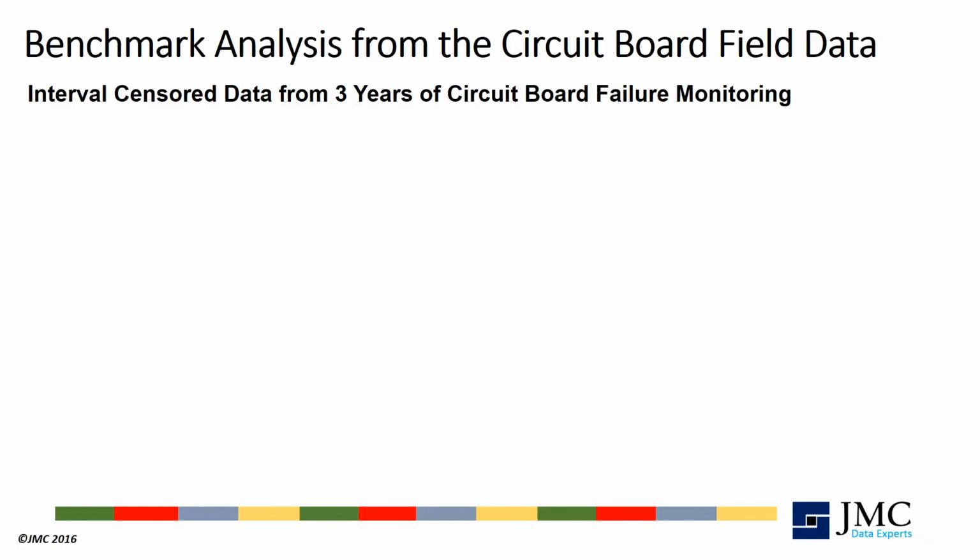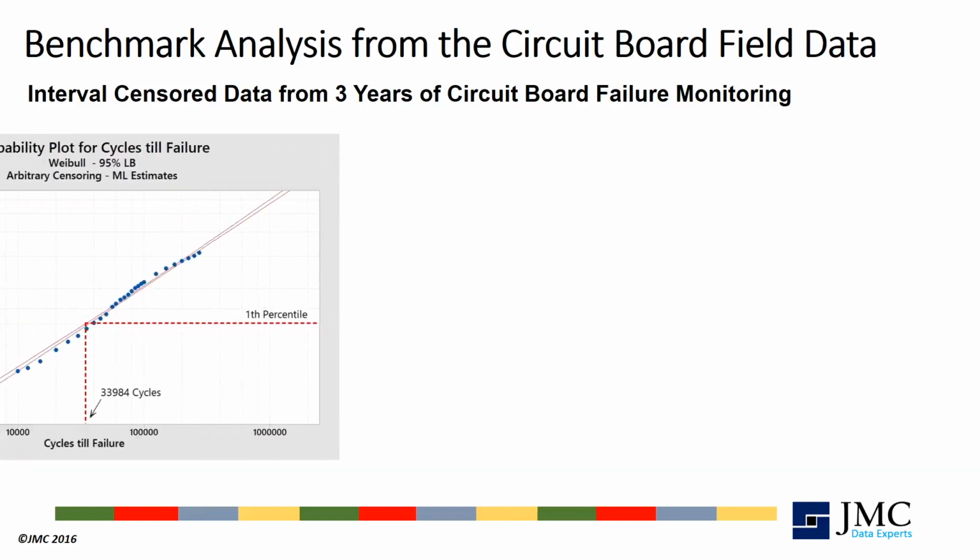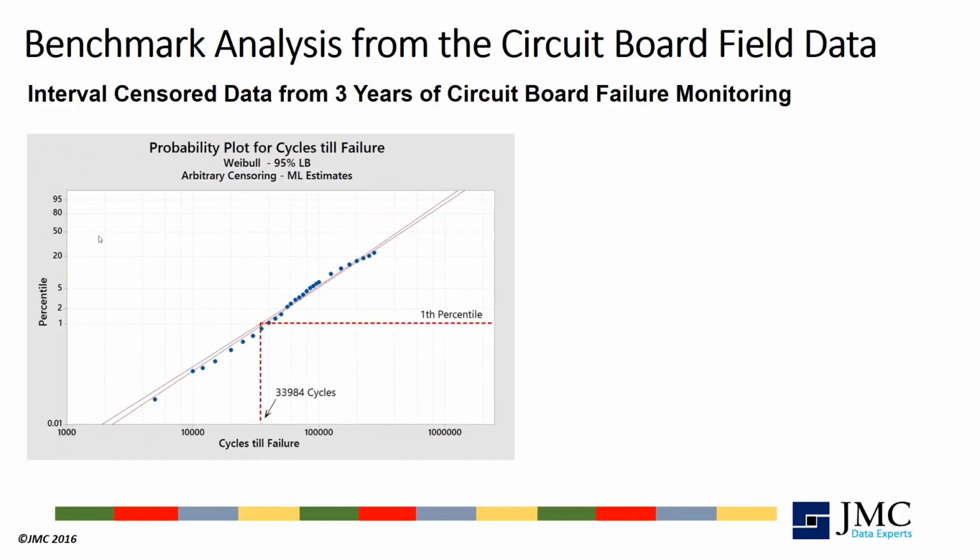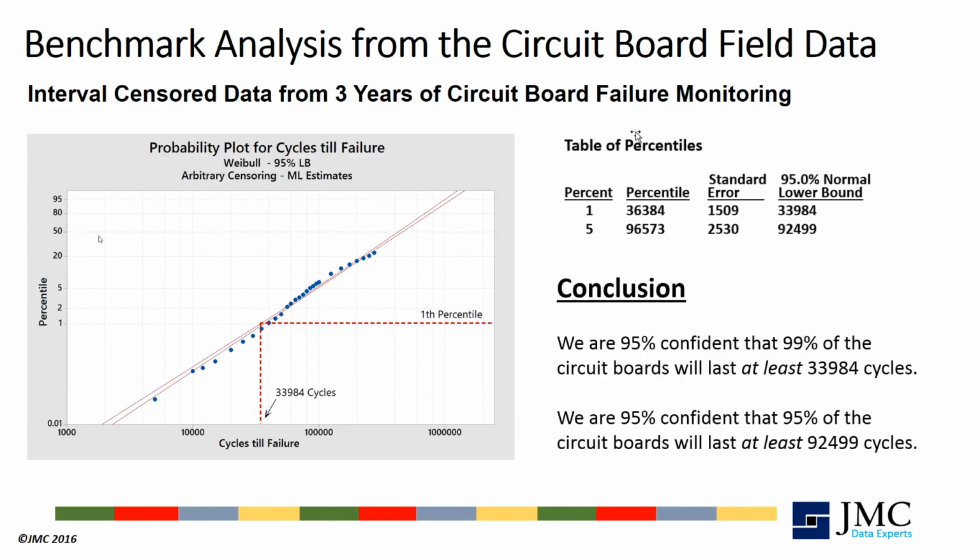Let's bring these three concepts together to determine the answers to the circuit board performance questions required by the furnace manufacturer. Distribution identification found the Weibull distribution provided a good model for the failure data. The manufacturer had to guarantee the performance of 99% of the systems, so the point at which the first 1% were expected to fail was of interest. A more conservative estimate of this value was also calculated from the lower bound of the 95% confidence interval.